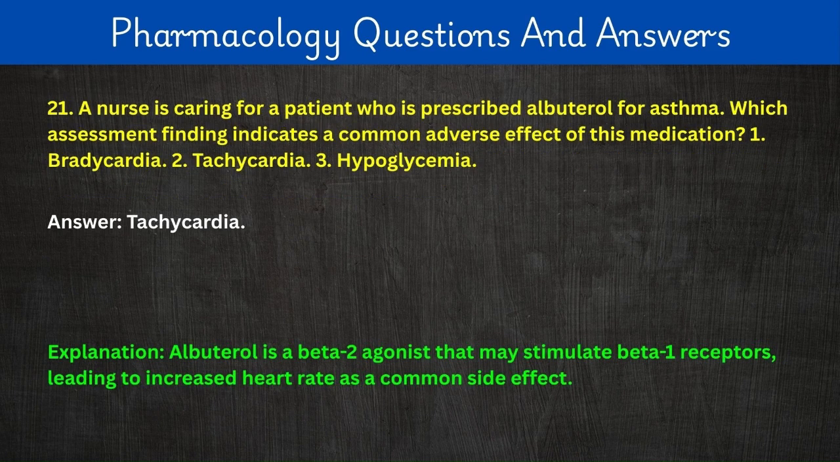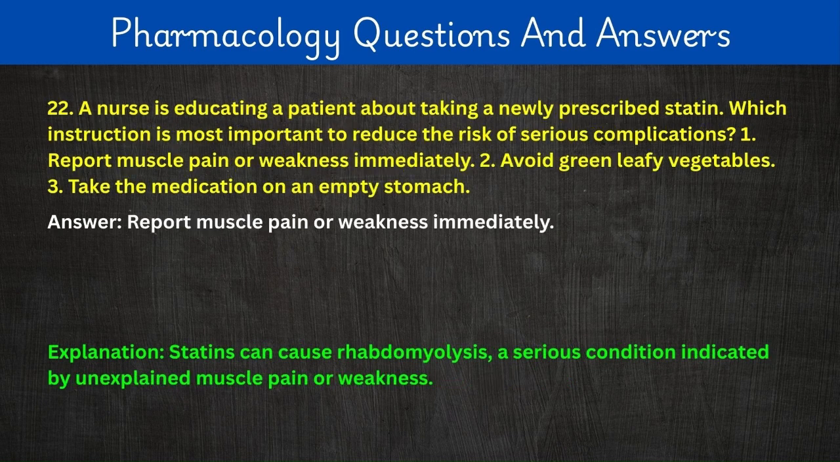21. A nurse is caring for a patient who is prescribed albuterol for asthma. Which assessment finding indicates a common adverse effect of this medication? 1. Bradycardia. 2. Tachycardia. 3. Hypoglycemia. Answer: tachycardia. Explanation: albuterol is a beta-2 agonist that may stimulate beta-1 receptors, leading to increased heart rate as a common side effect.